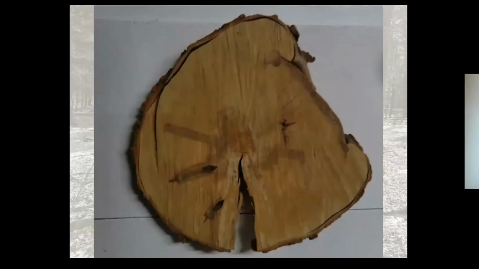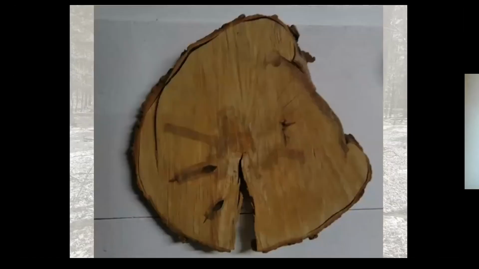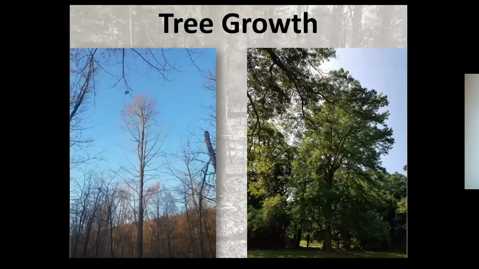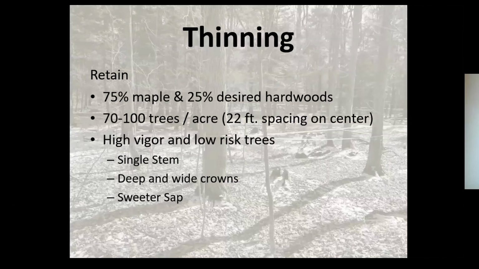But remember, that taper of that stain column is oftentimes 8 to 10 inches or more above and below that tap hole. And it varies. Some trees, it may only be 6 inches. Sometimes it can be 3 feet. So there's a lot of variation. And so last piece is encourage good tree growth.